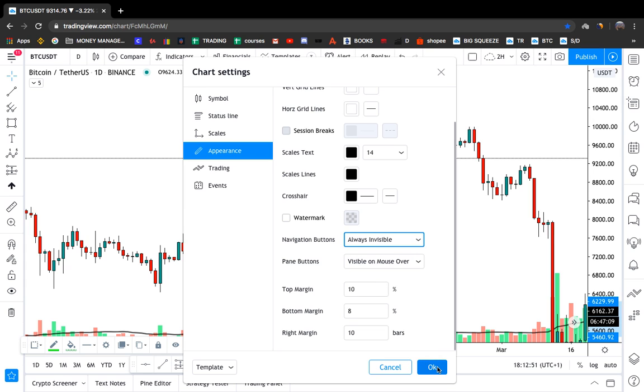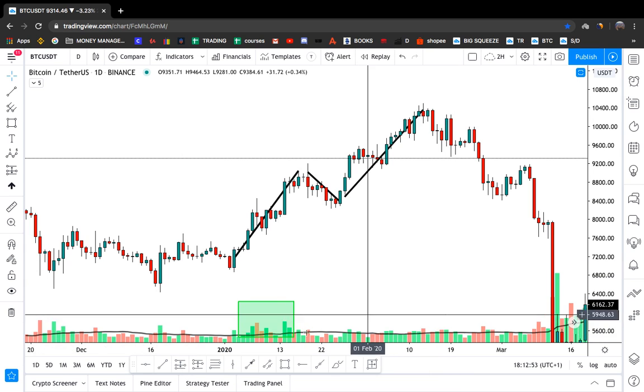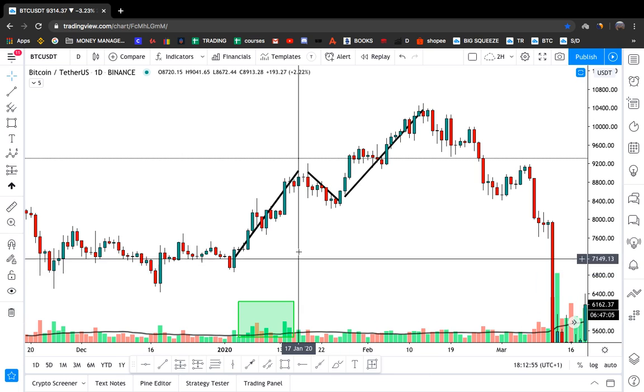Navigation, always invisible. Okay, sorry for that. I just wanted to get rid of this panel here.